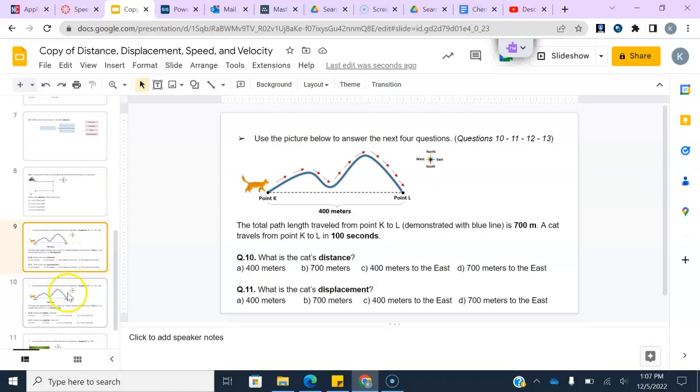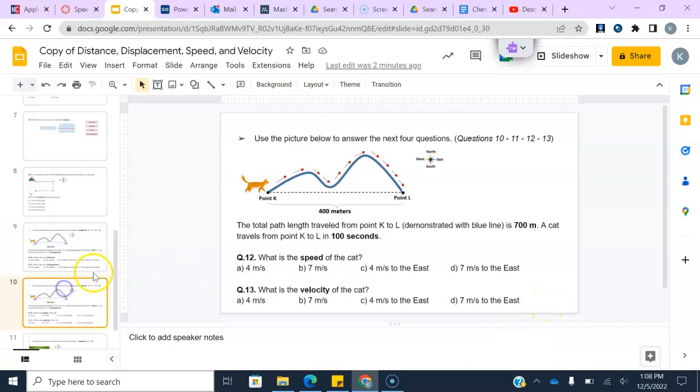It asks about distance, displacement, speed, and velocity. Remember that distance and speed don't need direction because they're scalar quantities, so it just needs to be in meters. So like for question 10, distance, you can go ahead and eliminate C and D because C and D have direction and distance doesn't have direction. Displacement, however, in question 11 does need a direction, so you can go ahead and eliminate A and B because you know you're going to have to have a direction involved in that.